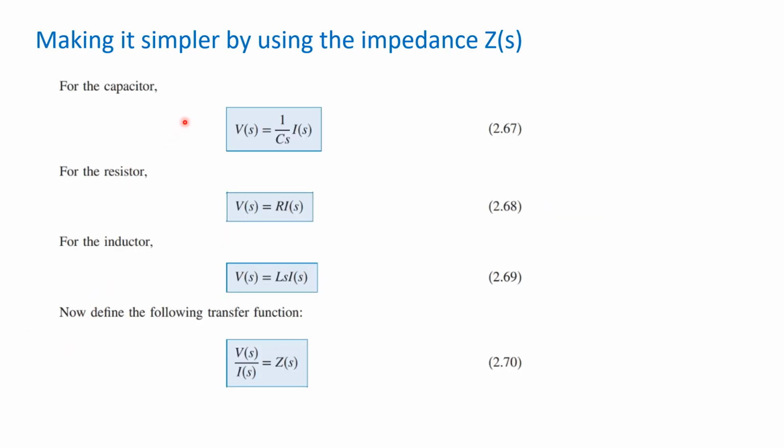So for the capacitor, we have the following relationship. For the resistor and inductor, we're going to define the following transfer function, Z, to be the voltage divided by the current. And you can see each one of these is written in that form, right? For example, for the resistor, Z would be equal to V over I, which is R. For the inductor, Z would be equal to Ls. And for the capacitor, Z would be equal to 1 over Cs.